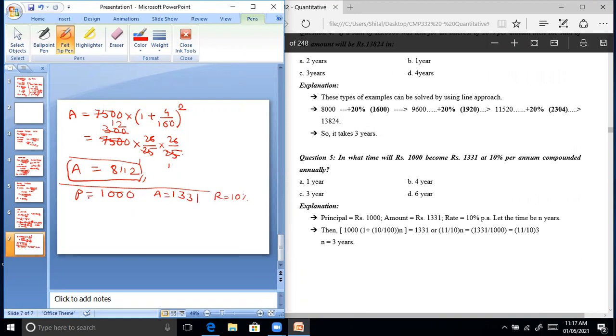So 1000 into 1 plus 10 by 100 raised to n equals 1331. The amount is given. So you have to calculate n, the number of years. So you will get it as 3 years.